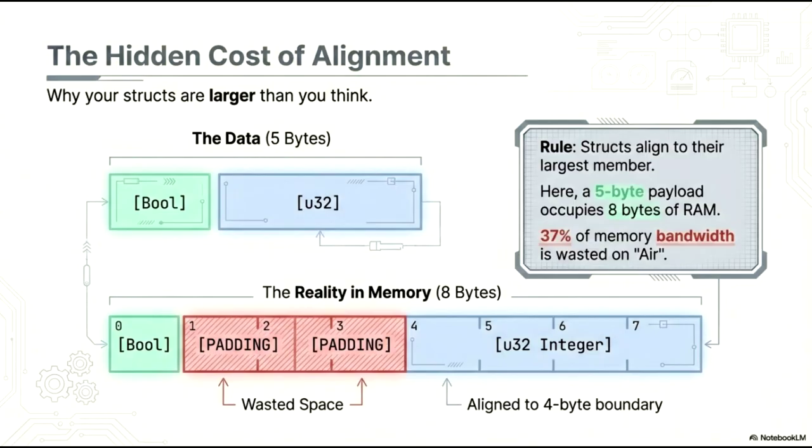This creates 3 bytes of padding, wasted space that serves no functional purpose. The consequence of this layout is that a 5-byte payload ends up consuming 8 bytes of memory. This results in 37% of your memory bandwidth being wasted on air, which can lead to significant inefficiencies in cache utilization and overall system throughput.